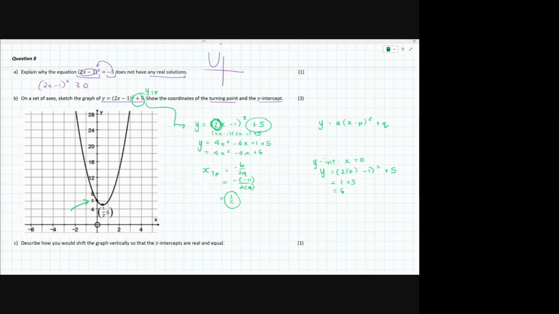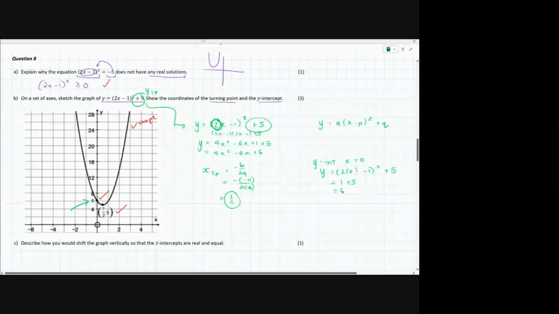Right, before I move down, just some mark allocations. The first one, obviously, is just understanding that a bracket squared cannot be equal to a negative. It would actually be greater than or equal to, but understanding that concept. Again, you get a mark for your shape. In question B, you were told to show the turning point, so a mark for the turning point, as well as the y-intercept, so a mark for that. All right, pretty straightforward. Like I say, it's not trying to trick you, but we just need to think carefully about the turning point and the y-intercept.